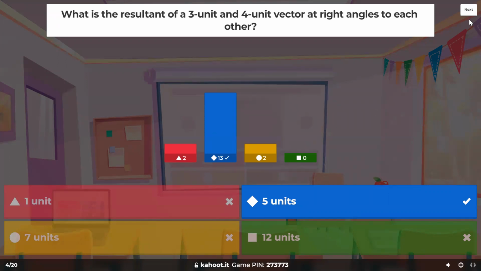Who remembers what this angle right here is? 53 degrees, winner. What is this angle right here? 37 degrees. Oh yeah. All right. You guys remember it.